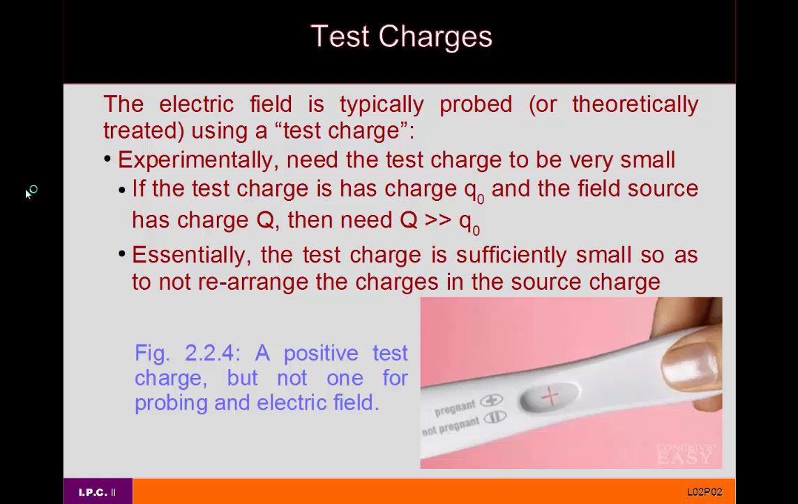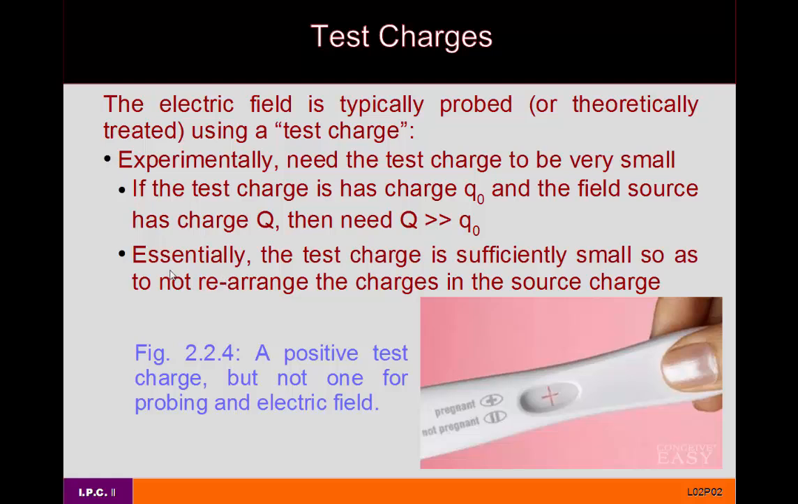Anytime you add charges into an existing field, those charges come with their own field, and the existing field and the new field set up by these additional charges add together via the superposition principle. So experimentally, we need a very small charge. Sometimes we denote it by little q naught, and it has to be much less than the source charge, the total charge of the source, big Q.